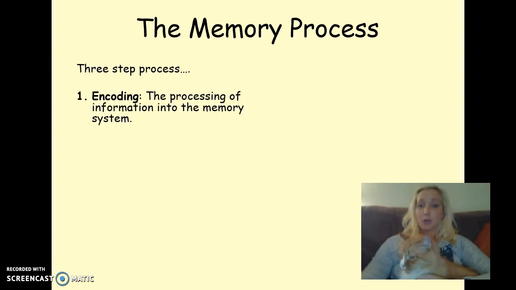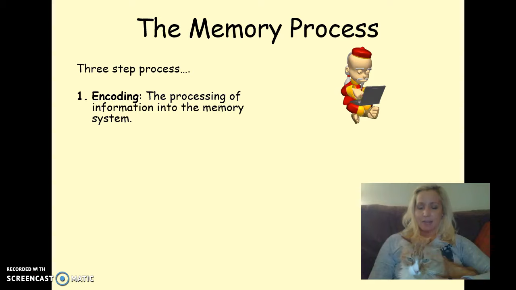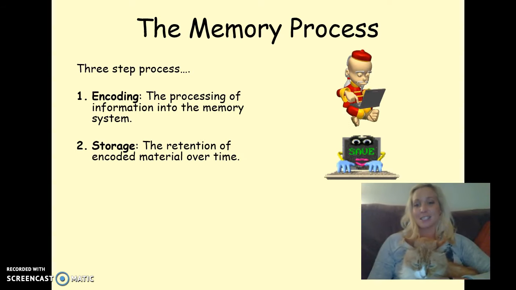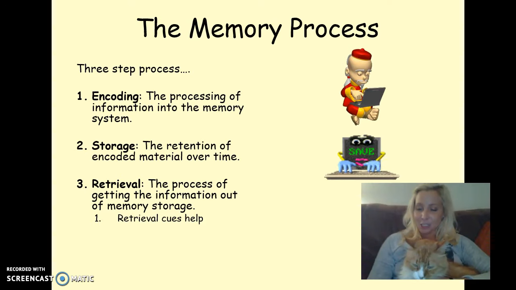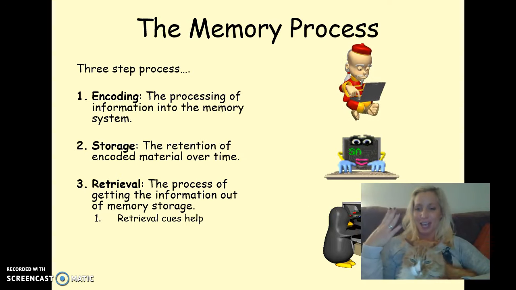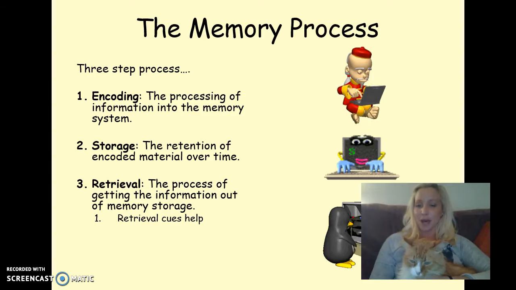The memory process, we know, is a 3-step process. You can think about it like the process of creating a paper. Encoding is the process of getting information into memory. You're typing in the paper, right? You're getting information in from the external world. Then storage, that's like hitting the save button. You are saving memories and information over time. And lastly, there's retrieval. Once your memories are stored, they have to be taken out at some point when that information is needed. And retrieval cues do aid in the recall of that.